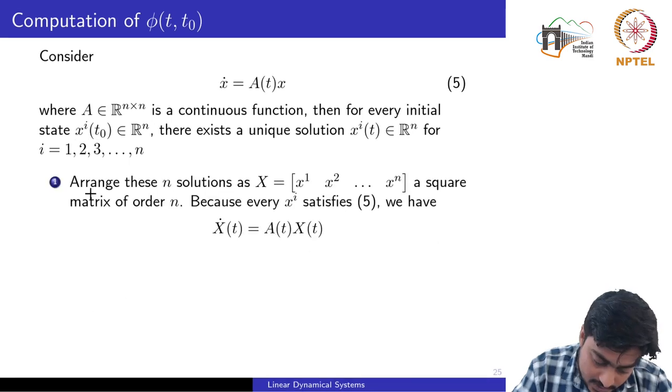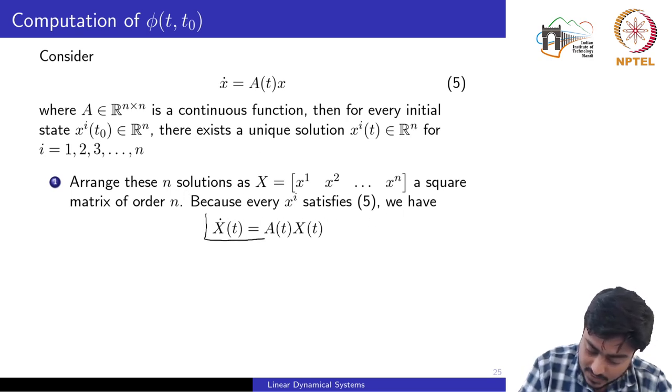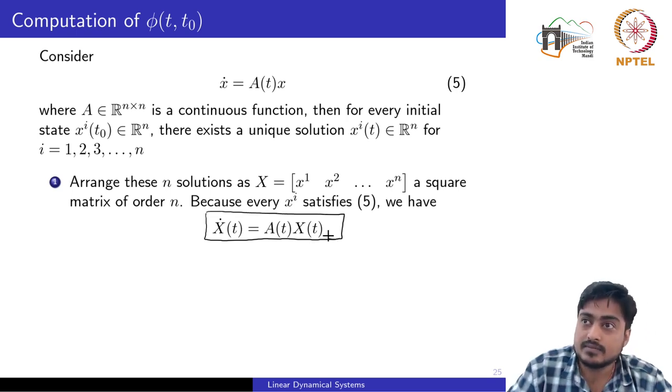Okay, now as the first step, arrange all these n solutions as capital X, which is equal to all these n dimensional vectors arranged in columns. So this would yield a square matrix of dimension n cross n, because every vector x1, x2 up to xn, they are all n dimensional. Because every xi satisfies 5, this is what we have computed, we can write X dot is equal to A into X, right?